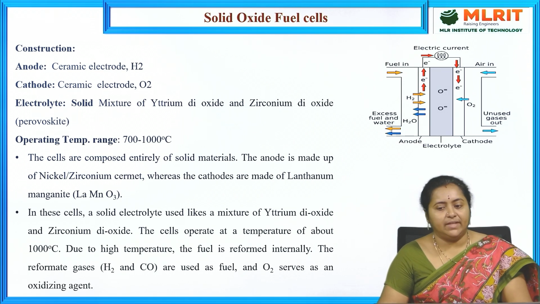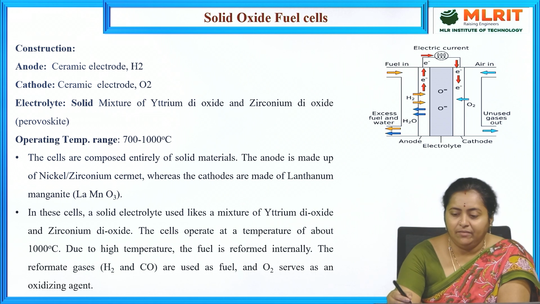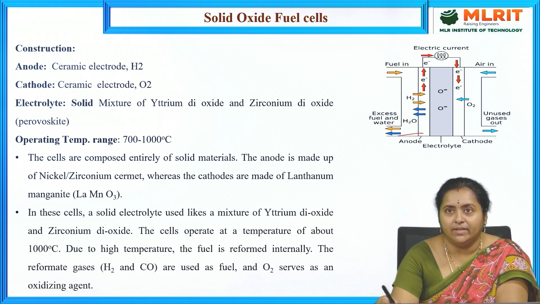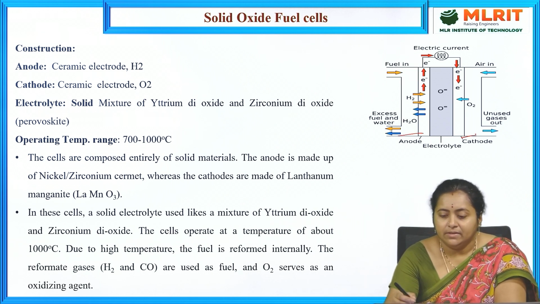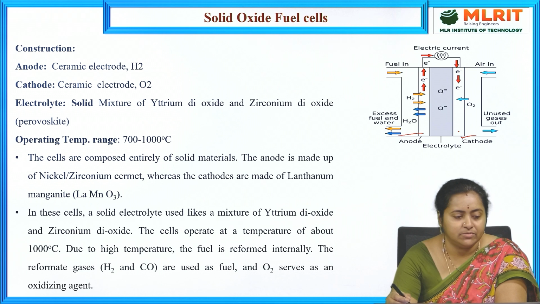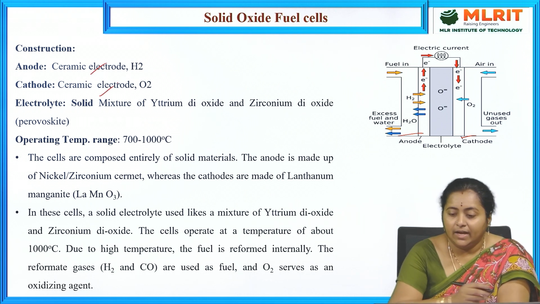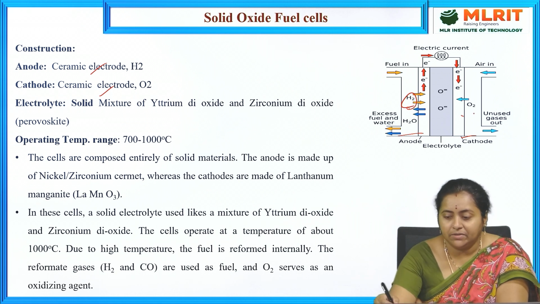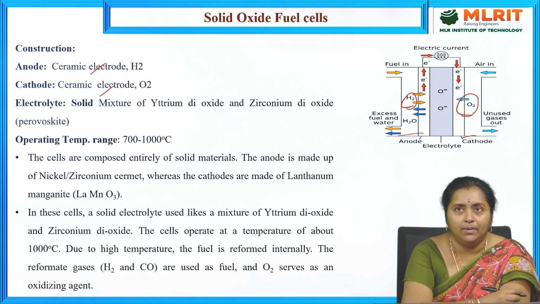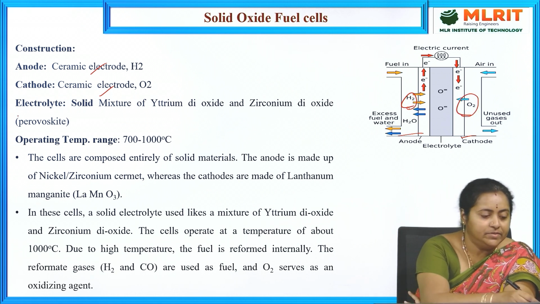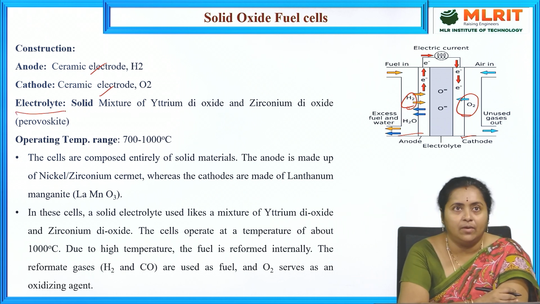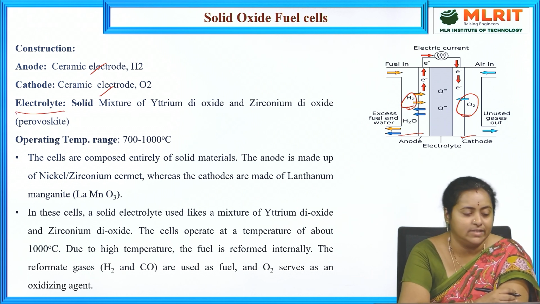Coming to the construction, it will have two chambers. One is meant for the anode, and another is the cathode chamber. Into the anode and cathode chambers, we insert ceramic electrodes. Electrodes are made of ceramic. Into the anode chamber, we bubble hydrogen gas, and into the cathode chamber, oxygen gas is bubbled. And the most important component of any cell is the electrolyte.